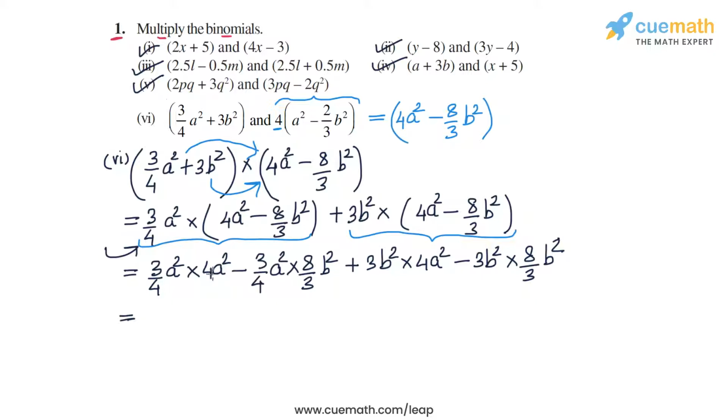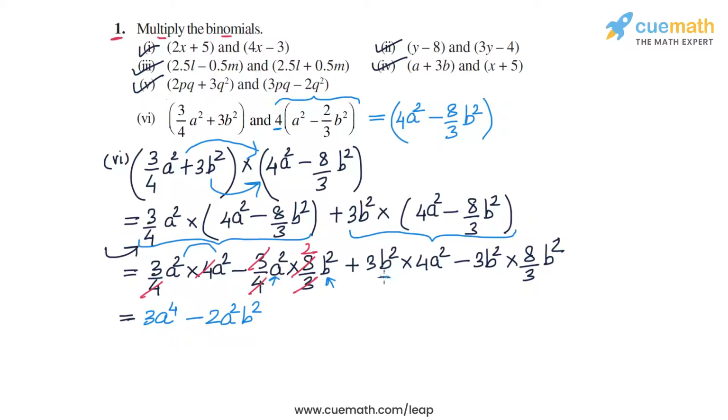So 3 by 4a square into 4a square, so the 4's cancel out, and we have 3a square into a square, so that's 3a to the power 4, because a square and a square will give a to the power 4. Then we have minus 3 by 4a square into 8 by 3b square. So this 3 and this 3 cancel out, and 8 by 4 is 2. So we get minus 2, and we have an a square and we have a b square. So minus 2a square b square.